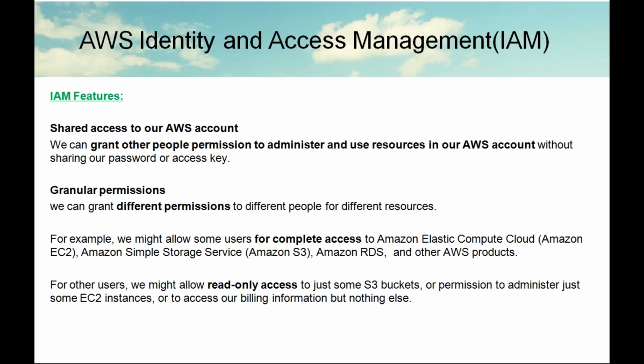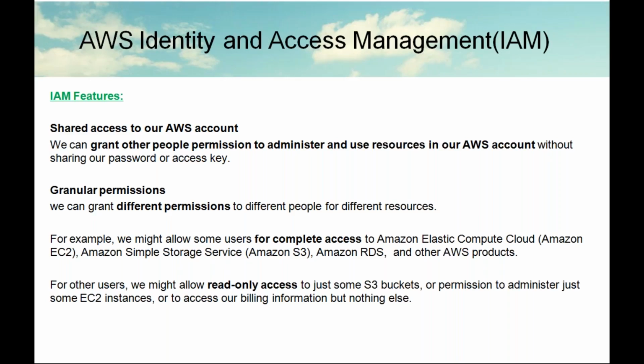Next, granular permissions: we can grant different permissions to different people for different resources. For example, user A can be given EC2 instance permission, user B S3 storage, user C RDS, like that. Different people, different permissions on different resources I can assign. Those are called granular permissions.